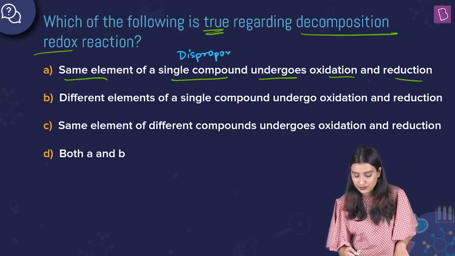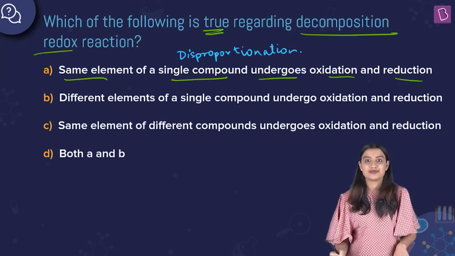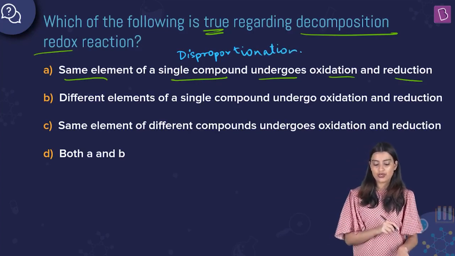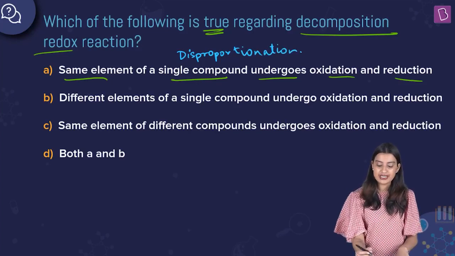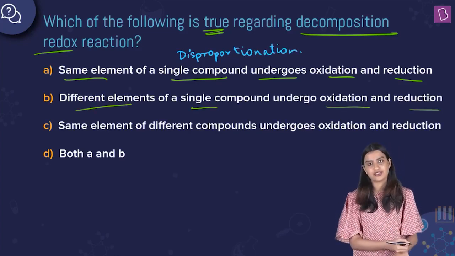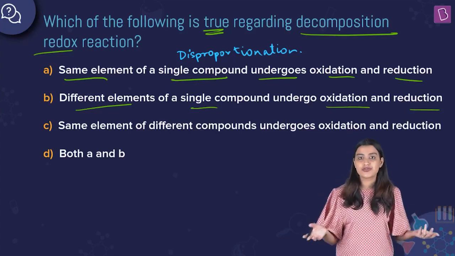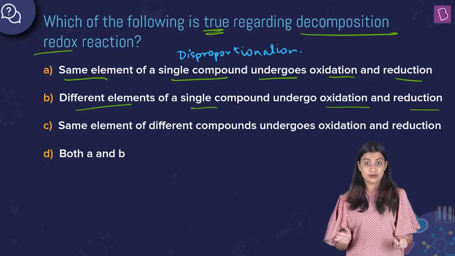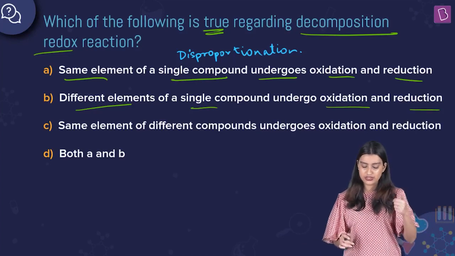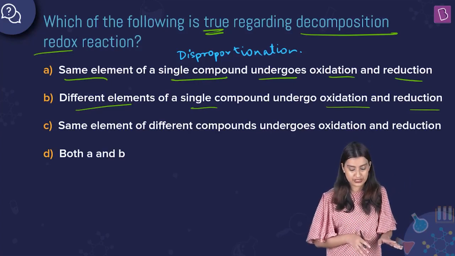This is your disproportionation reaction. Okay. Now, you have option B. Different elements of a single compound undergo oxidation and reduction. This is your standard redox reaction, right? This is what happens in most of the redox reactions. So this is not disproportionation. This is just your normal redox reaction. So yes, so far it is fitting in with the idea of a decomposition reaction.